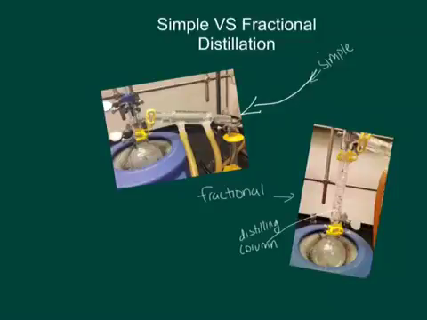In this experiment, two processes were compared to see which was more efficient in separating ethanol from water. We have the simple distillation, which is as the picture above, and then we have the fractional distillation, which is the picture below. The difference between them is that the fractional distillation apparatus consists of the distilling column. Within the distilling column, it has the gel beads.